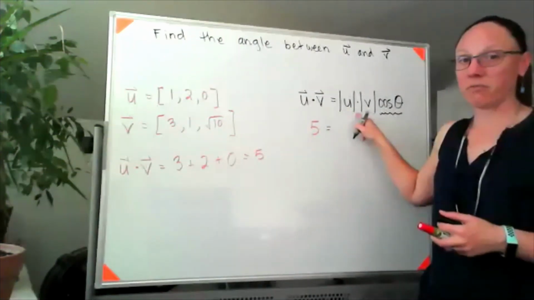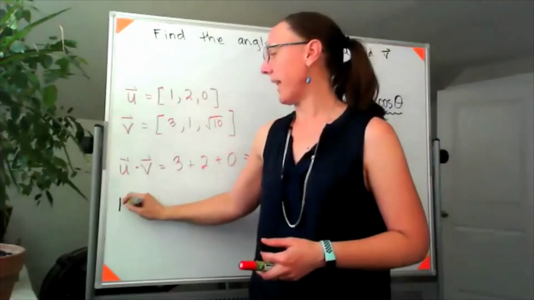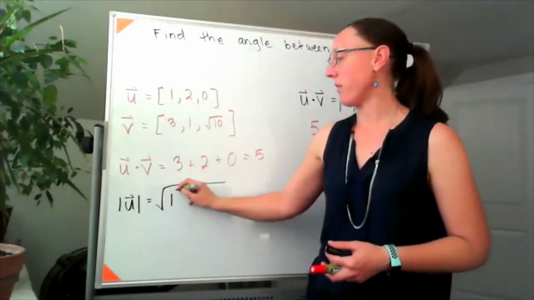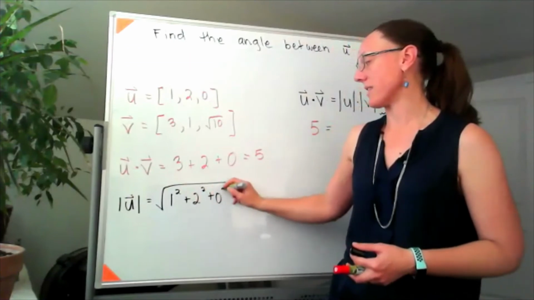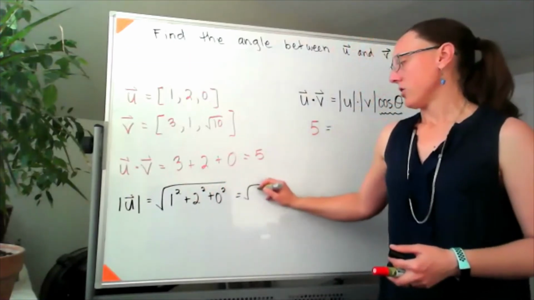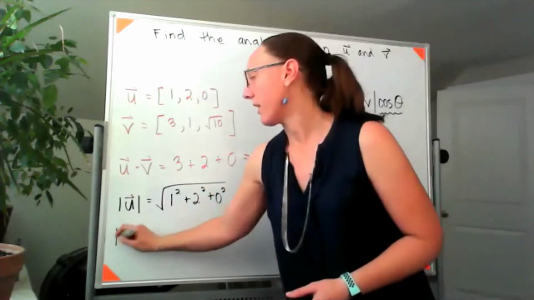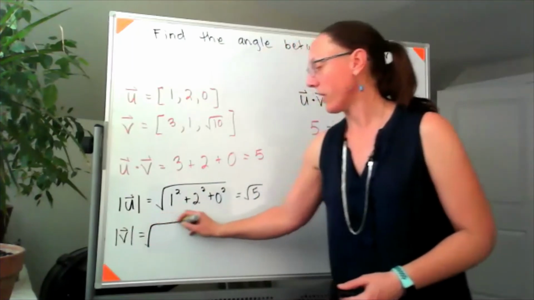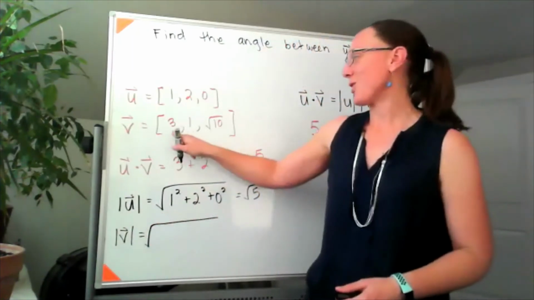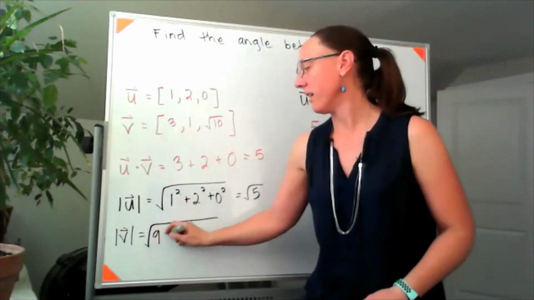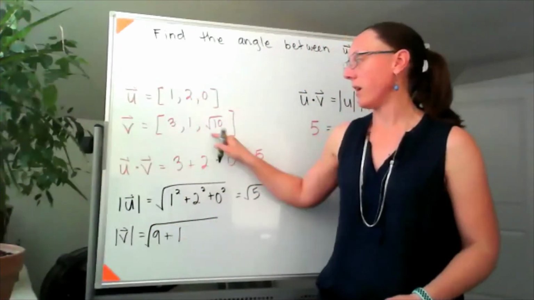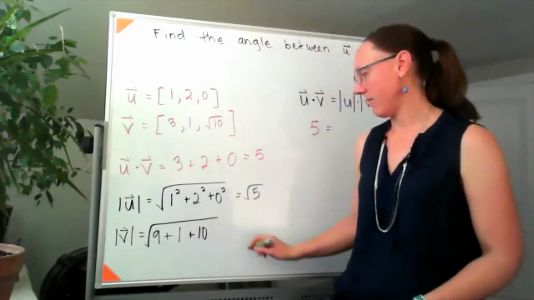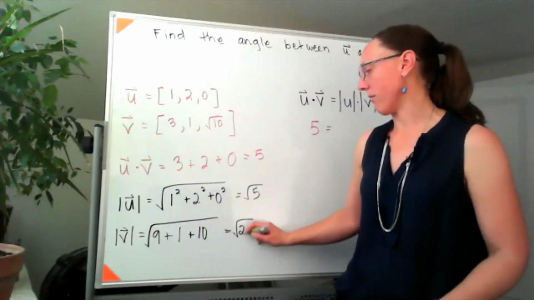So I'm going to need the magnitude of U. To find the magnitude or the length of U, I'm going to take the square root of each of the pieces squared. So I'll have 1 squared plus 2 squared plus 0 squared, which is the square root of 5. And then I'll take the magnitude of V. So I'm taking the square root of the sum of the squares of the components. 3 squared is 9, 1 squared is 1, and square root of 10 squared is 10. So that's the square root of 20.